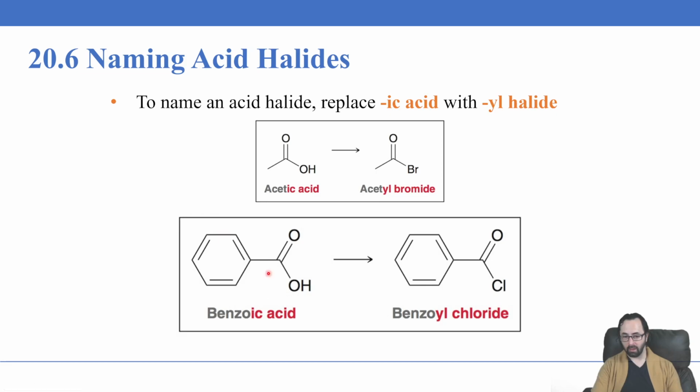Or again, here we have benzoic acid. If we want to have the acid chloride where the OH group is replaced with a chlorine, we'd call it benzoyl chloride. So just replace the ic acid with yl chloride, yl halide, whatever it is.